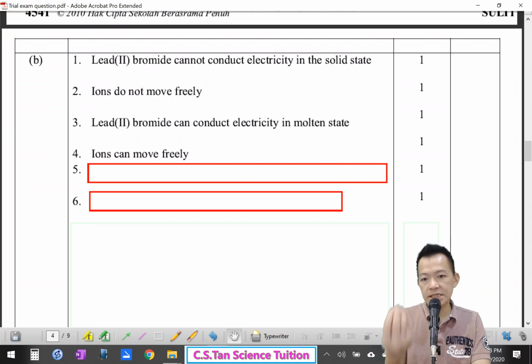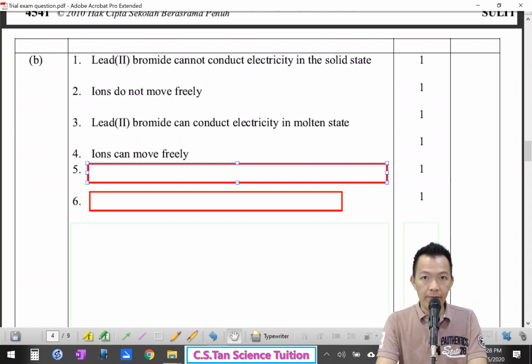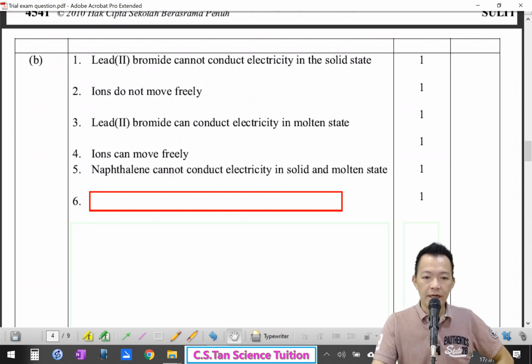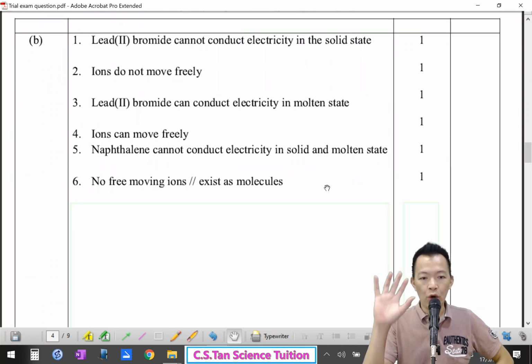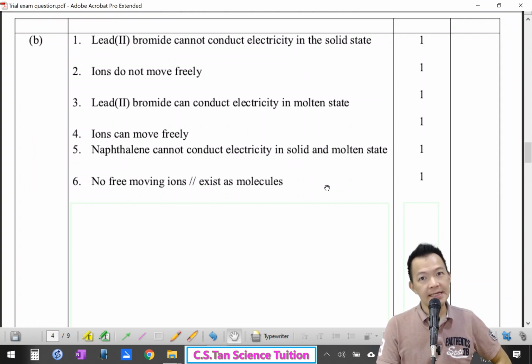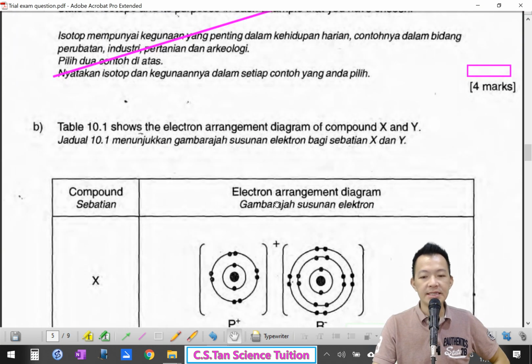And in solid and molten stage, naphthalene does not light up the light bulb. Why? So molten and solid stage of naphthalene, or naphthalene does not conduct electricity in any stage. 任何的形态它都不导电啊。Naphthalene cannot conduct electricity in solid and molten stage. Why? No free moving ion. Or naphthalene actually exists as a neutral molecule. 它是一个 neutral 的 molecule. No free moving ion. Okay, so this is what happened. 这就是发生的事情。Okay, 6 mark. Wow.